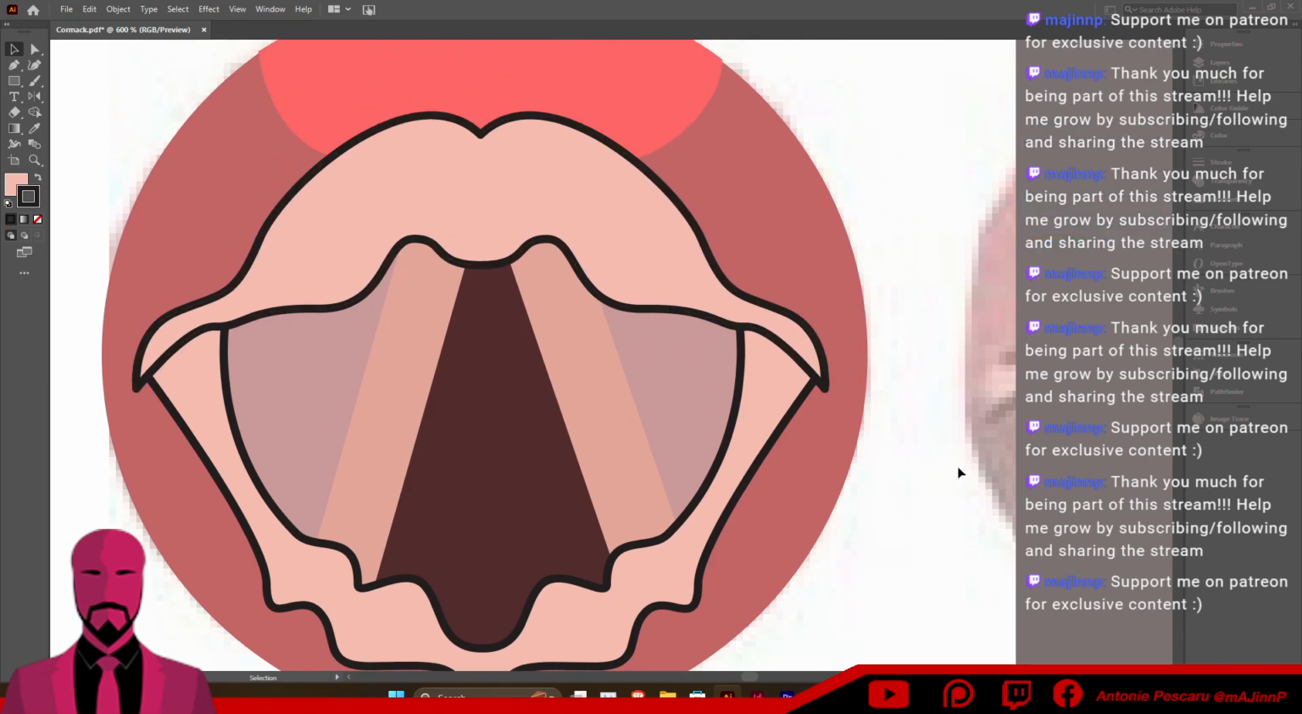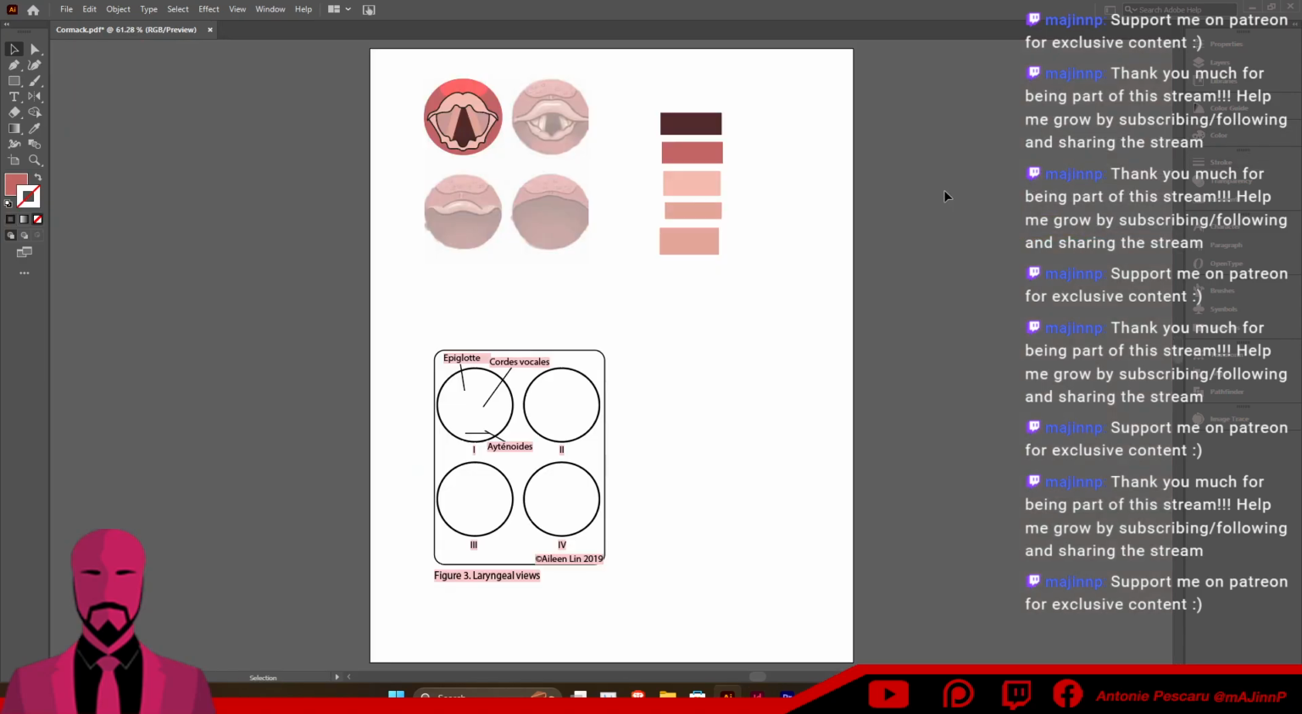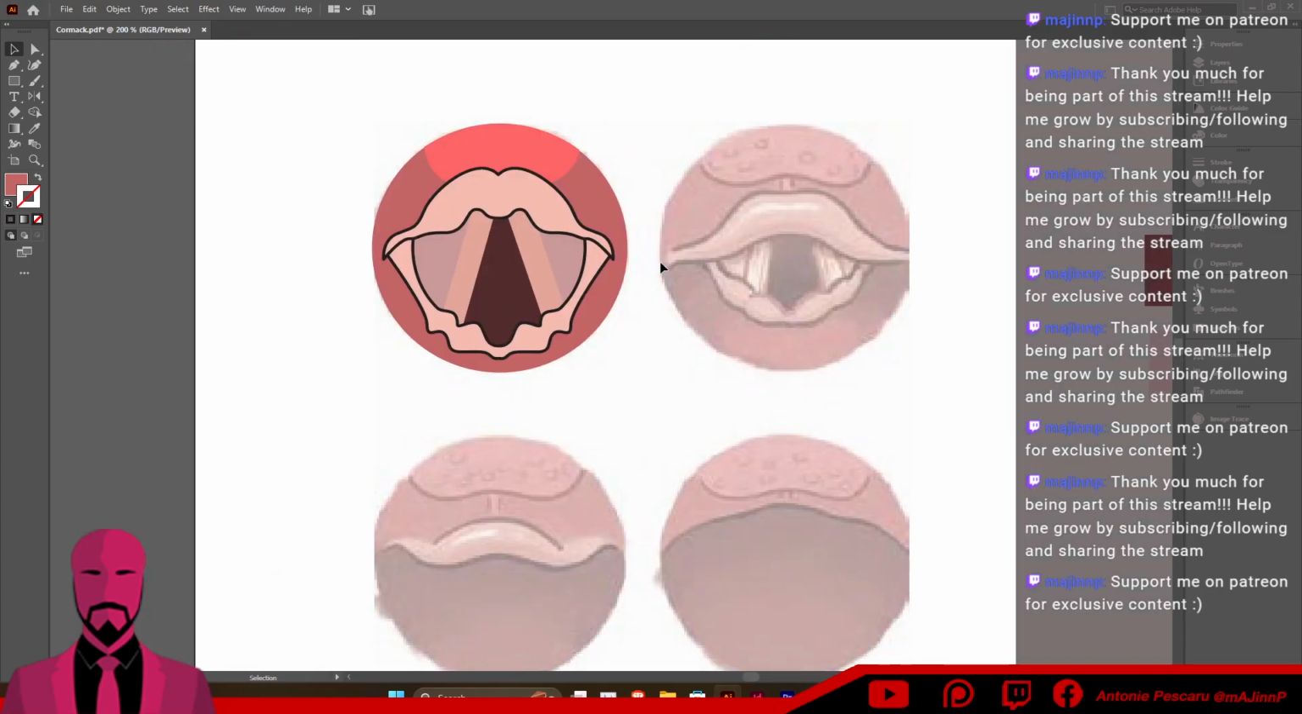So as you can see, we got our laryngeal views. Let me see how it looks. Amazing, actually. Now it just needs shading. So let's put a dark circle around it. Let's put another dark circle around this one. And let's see if I can do a gradient with this.